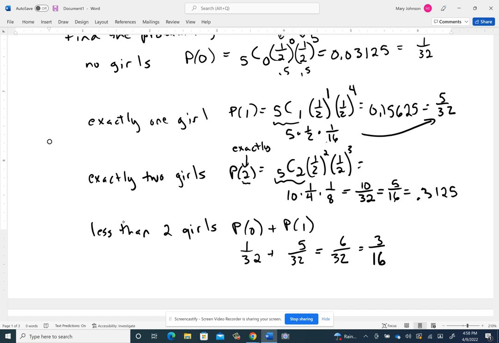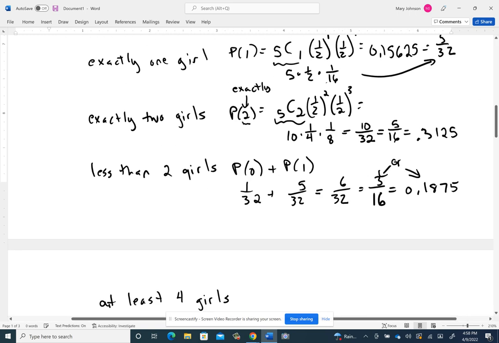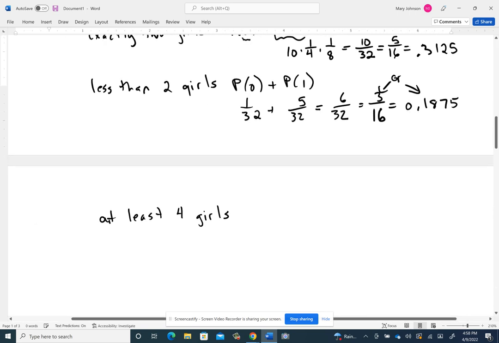And that's the same as 0.1875. And either this or this would be okay. Either one. All right, when you do at least 4 girls, the problem there is we haven't already calculated these. So we'd want 4, but we could have 5. At least 4 means 4 or more. So we'd have to get the probability of 4 girls, and we haven't already done that.